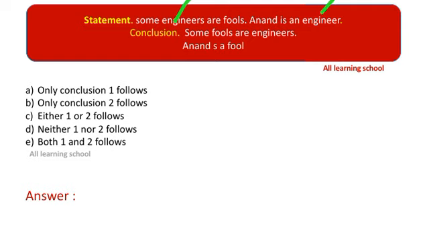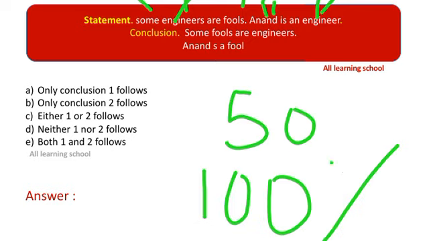Now we will assign their income. Income of some is 50-50, and Anand is a singular word, and I have already told you that the income of a singular word is also 50-50. So income of engineer in the first statement is 50, fool is 50, Anand is 50, engineer is 50. Income of engineer in both of these cases is 50. Neither case has its income equal to 100. So these two statements cannot be merged.